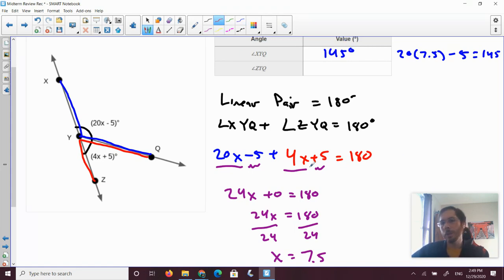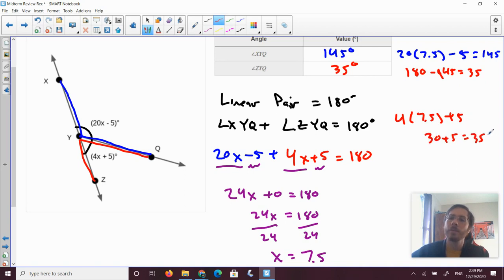Now for the red one, I could plug it back into this 4x plus 5 if I wanted to, but I also know that they have to add up to 180. So I could also just say 180 minus 145 is going to be 35. And that's a little bit easier for the math for me to do. That way I don't need the calculator. If I wanted to, I could double check. I could plug it in. 4 times 7.5 plus 5, which is 30 plus 5, which is 35. So I do check out. It works either way you do it. That's a good way you can double check to make sure that you got the right numbers, is if that does check out correctly.